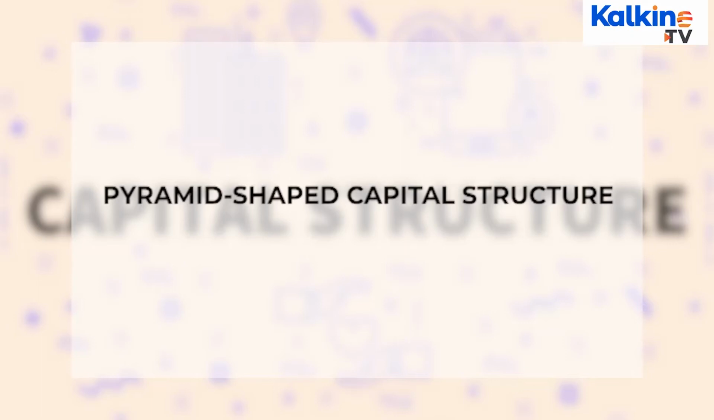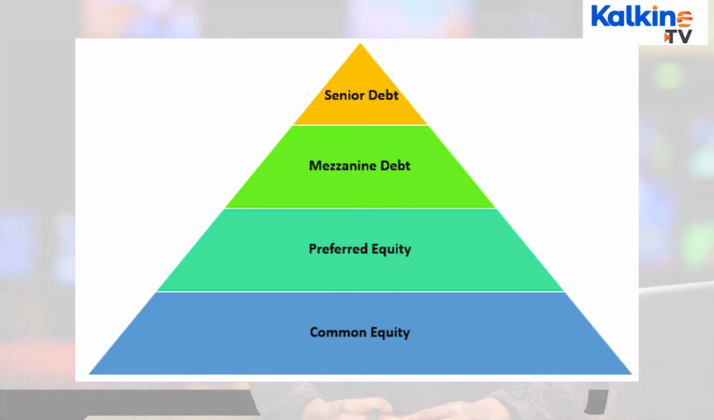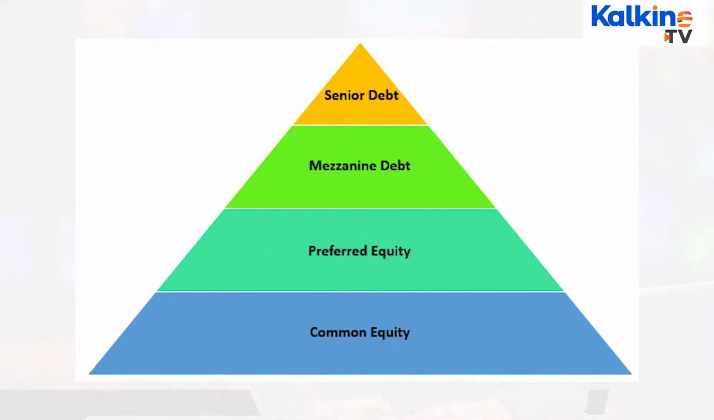Next is pyramid-shaped capital structure. In a pyramid-shaped capital structure, the bottommost layer comprises common equity. Above that is preferred equity. The top 2 layers include senior debt and mezzanine debt. Risk-averse conservative companies follow this structure.